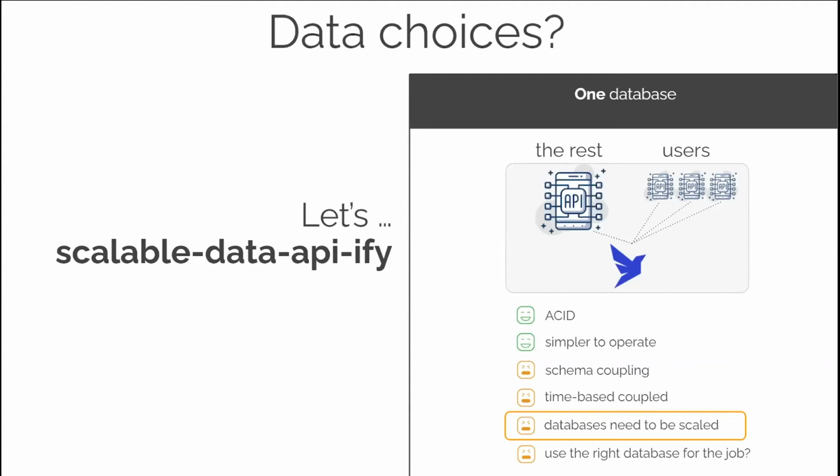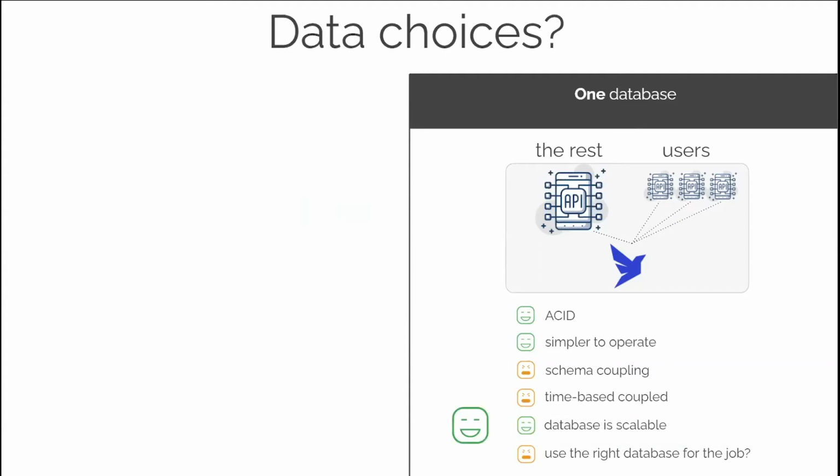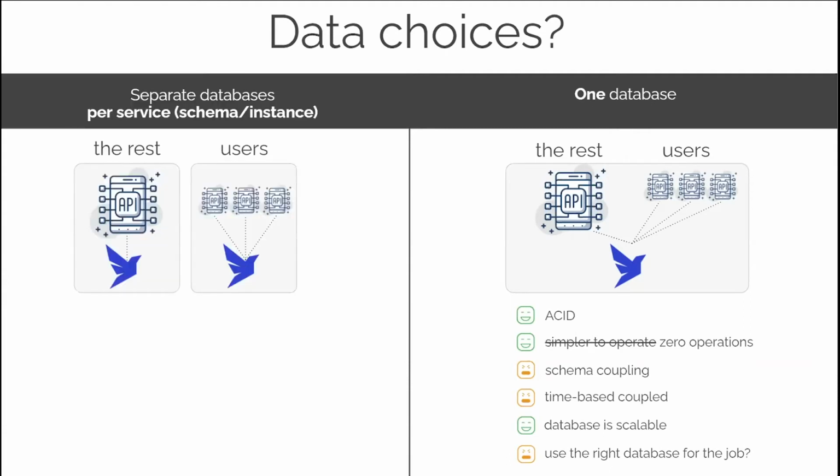Databases need to be scaled. Yeah, we can remove that one because we're assuming the database scales here. It's not your concern anymore. Simpler to operate. Well, that's an argument that is often used. But actually, yeah, this database is indeed zero operations. It's one click to get a database, but it's also true at the other side.